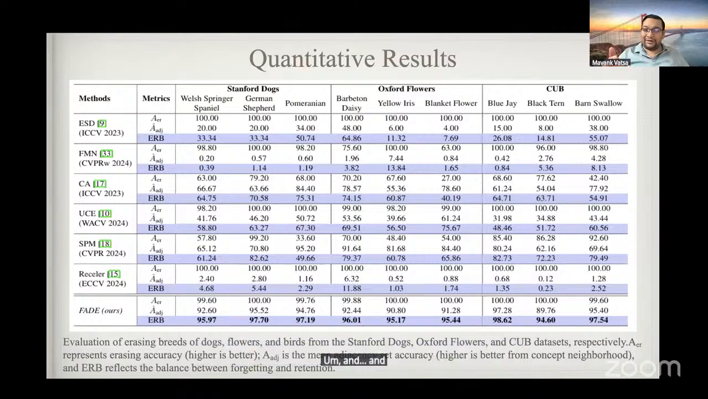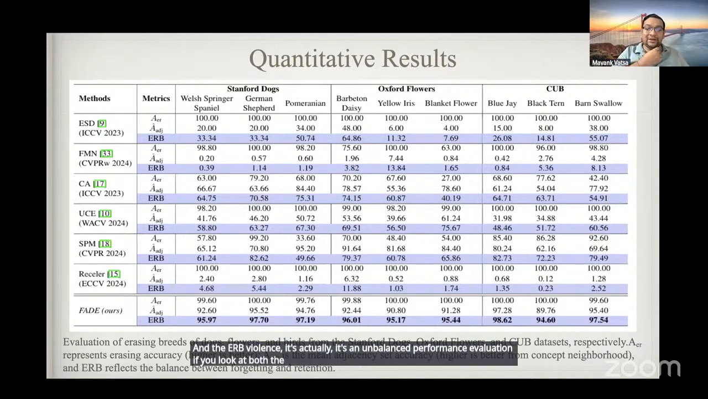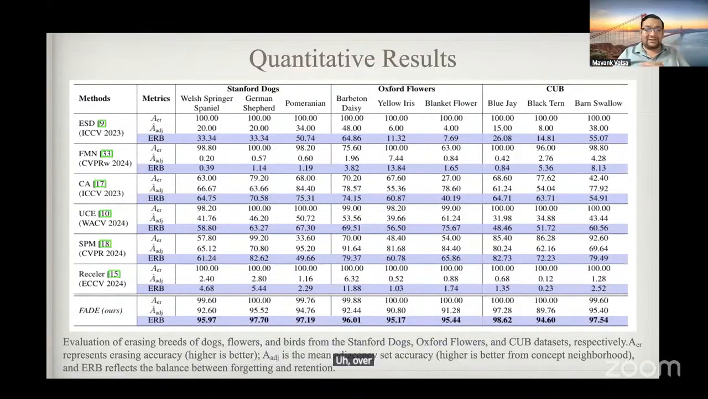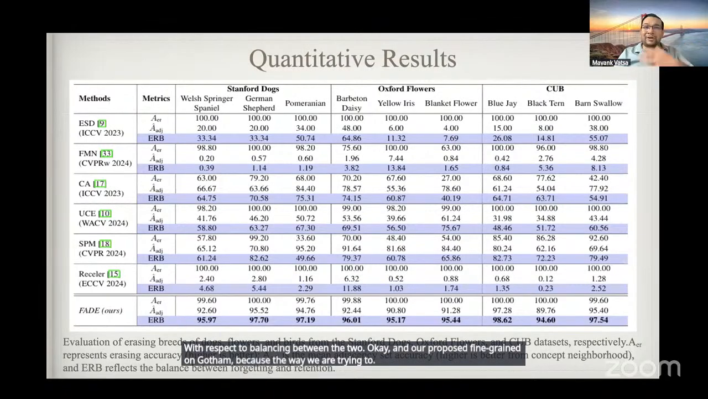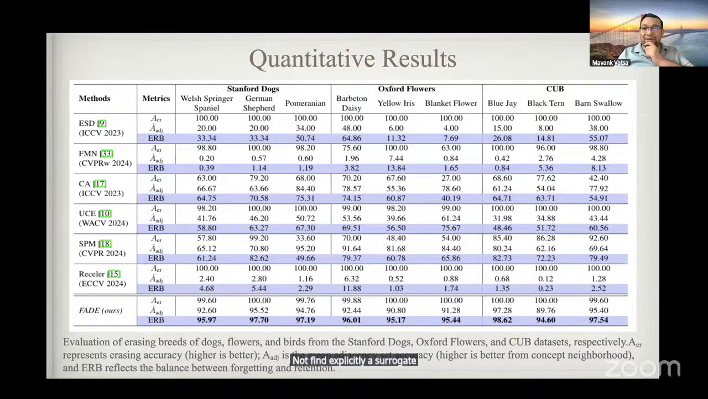And the ERB is essentially an unbalanced performance evaluation if you look at both the metrics separately, and that's where ERB comes into the picture, which shows a balanced performance over all the concepts of the forget set as well as the retention set. You could see that ERB highlights that most of the existing algorithms struggle with balancing between the two. Okay, and our proposed fine-grained algorithm, because we are not trying to explicitly find a surrogate and are ensuring that the adjacency concepts are remembered, we are able to achieve good performance.